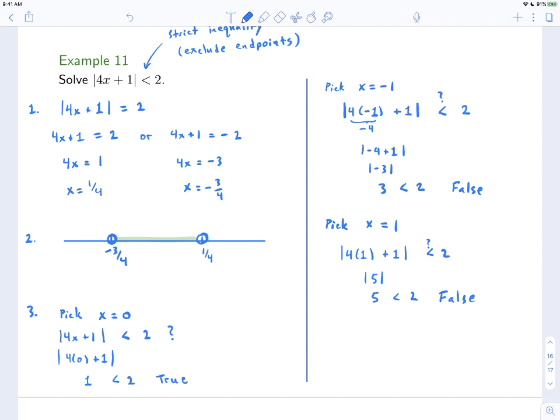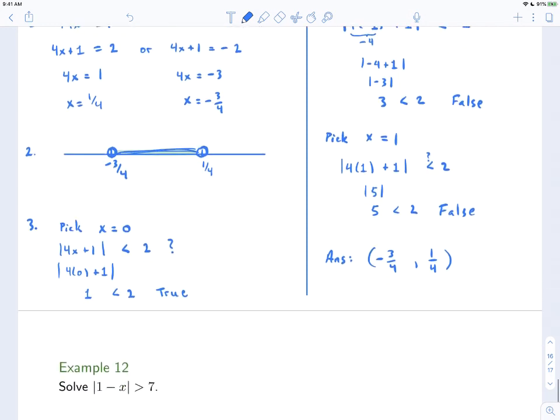So you only include the middle interval between negative 3/4 and 1/4, but you don't include the endpoints because this is a strict inequality. So that means our answer in interval notation is going to be the interval from minus 3/4 to 1/4, not including the endpoints.